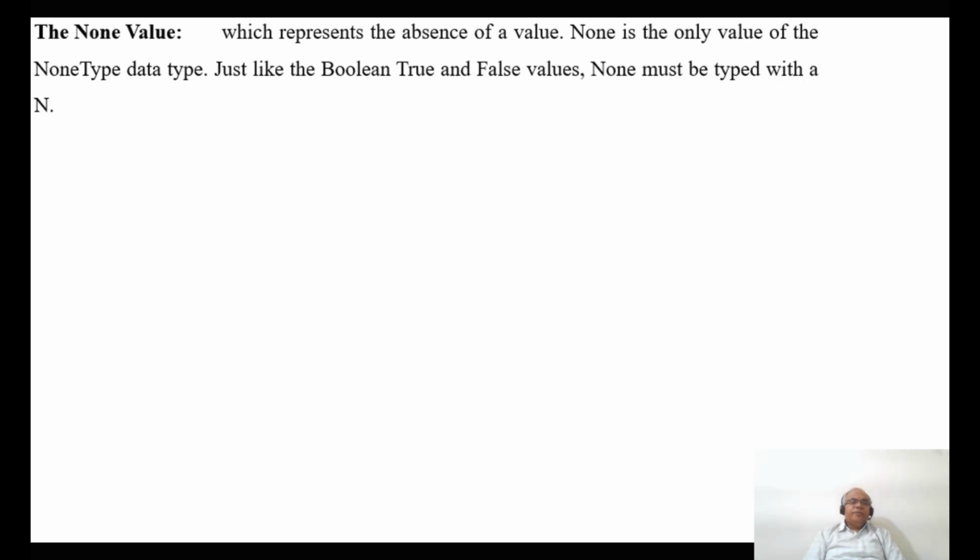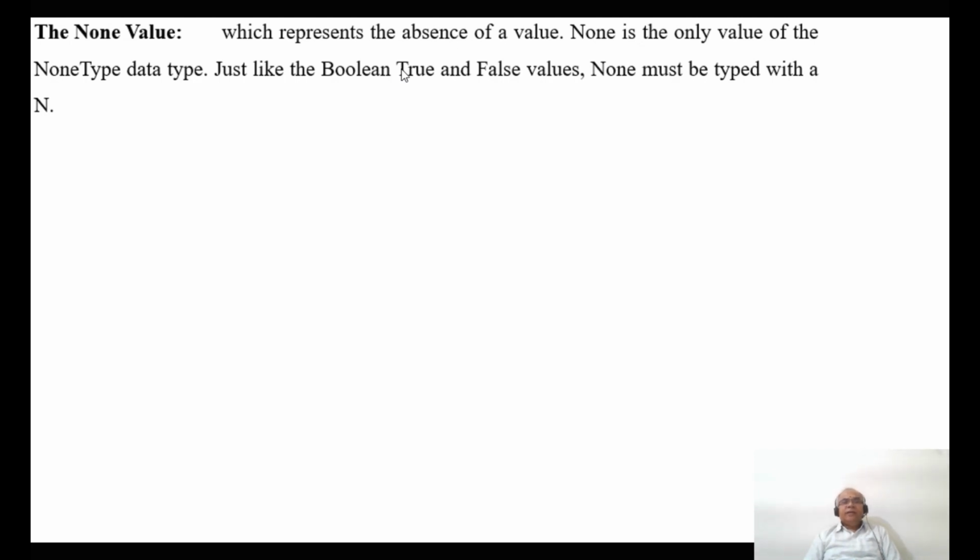Now, in this video, we are going to take up one more concept, the None value. The None value represents the absence of a value. That means it doesn't return any value. None is the only value of the NoneType data type, just like the Boolean True and False values. None must be typed with a capital letter N.